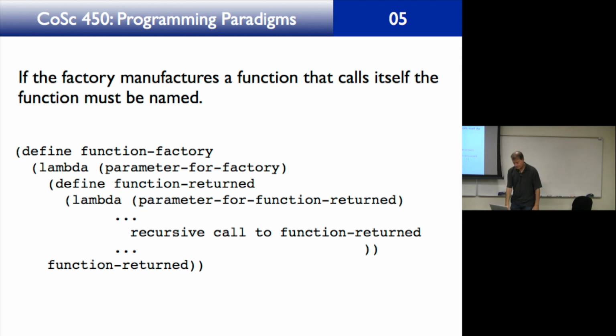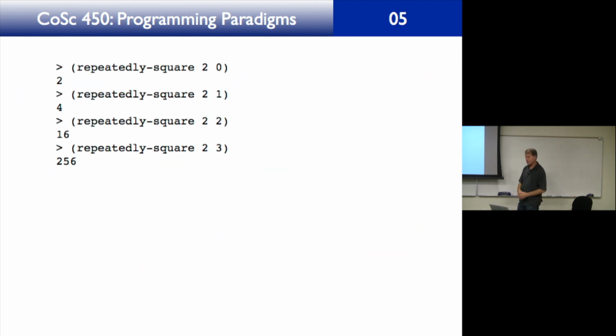So let's do it with a specific example. Now, you've got to wrap your head around this a little bit. It takes a little thinking, but here's an example where we're going to use a factory that returns a function that is recursive. So do you remember repeatedly square? I think we used that for, what did we use that for?